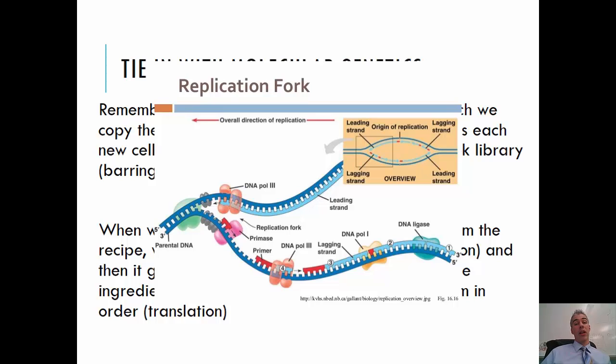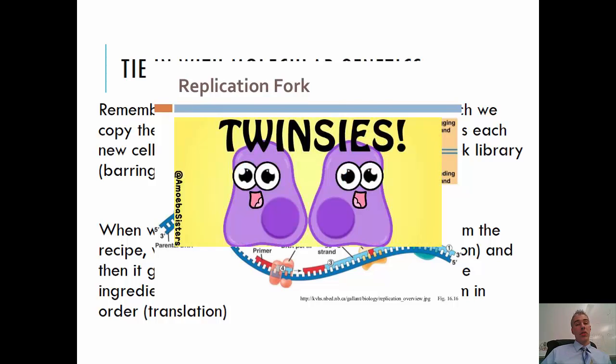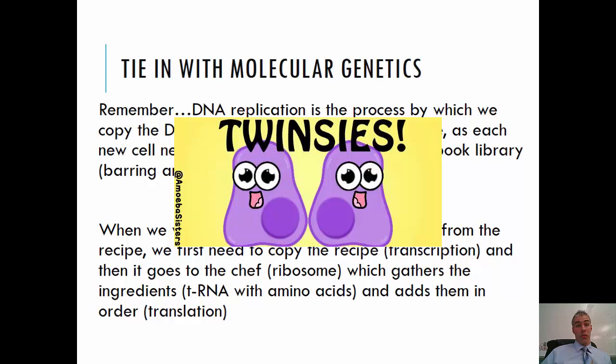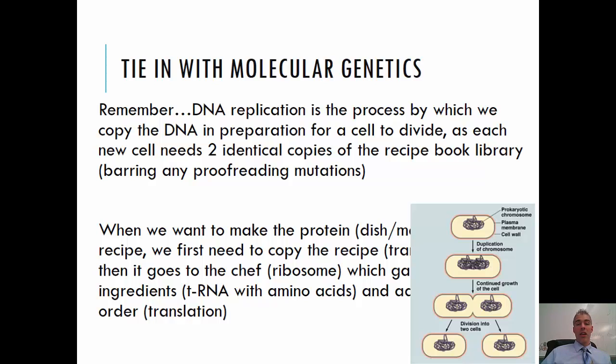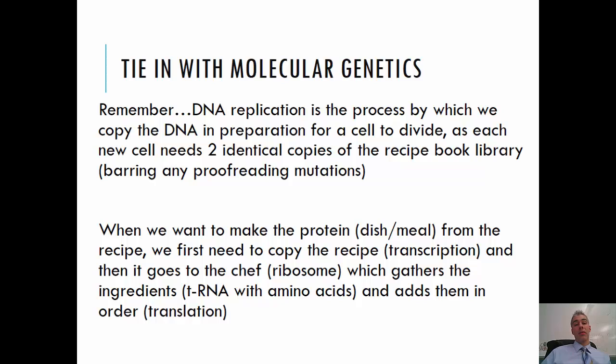We make a copy of the recipe book library to give a new cell that we're going to create through the process of mitosis, or in the case of some asexually reproducing organisms that don't do that, binary fission or something like that. You want to make 2 identical copies of the recipe book library so each new cell gets a copy so they can make all the proteins within those recipe books.